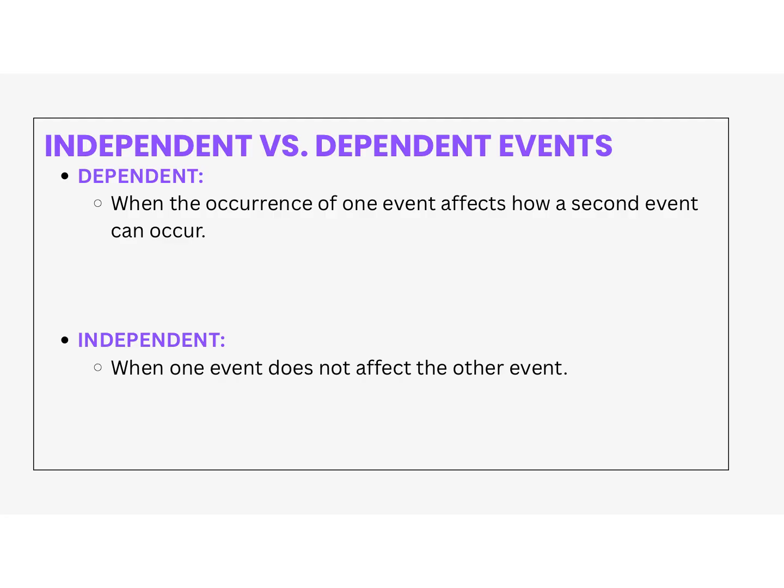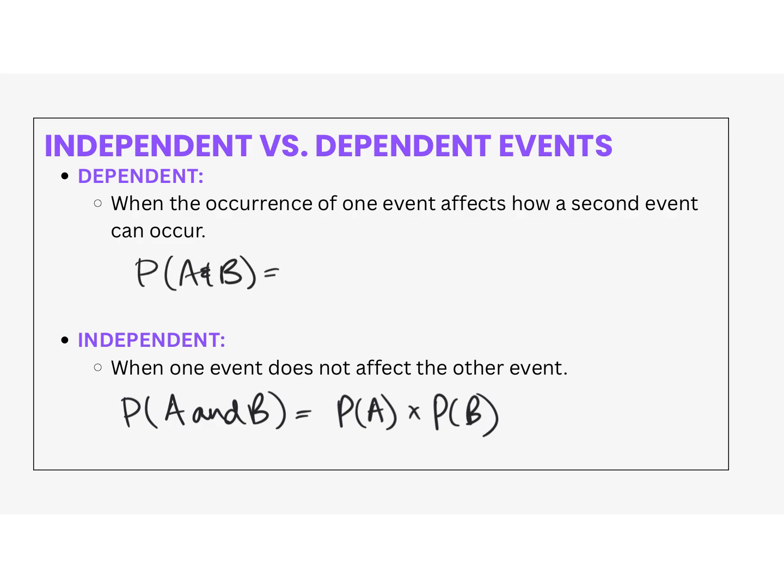So how do we figure out the probability of those? For independent, the probability of A and B happening, if they're independent, is just the probability of A times the probability of B. For dependent, it's similar. It's the probability of A times the probability of B after A. So typically the difference shows up in the total being down 1 because we've taken something out. But you'll see what that looks like as we do some examples.